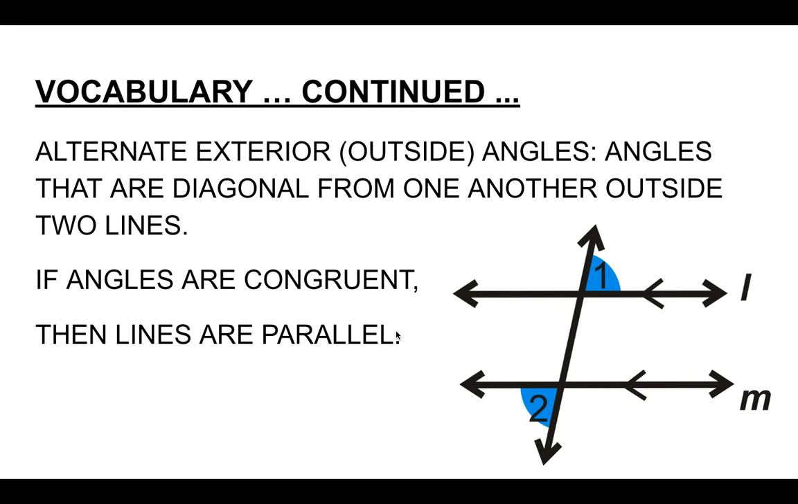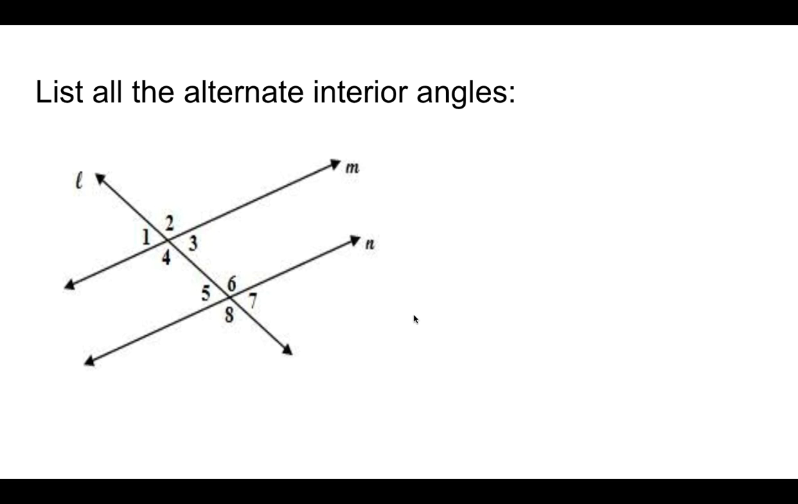Now we have alternate exterior angles. Remember, exterior meaning on the outside. So these angles are diagonal from one another and they lie outside of your two lines. And again, if these angles are congruent, then we can state those lines are parallel to each other. So go ahead in this image, list all the alternate exterior angles. And you should have gotten 1 and 7. They're diagonal and both outside the lines. And then 2 and 8. Again, diagonal and outside the lines M and N.